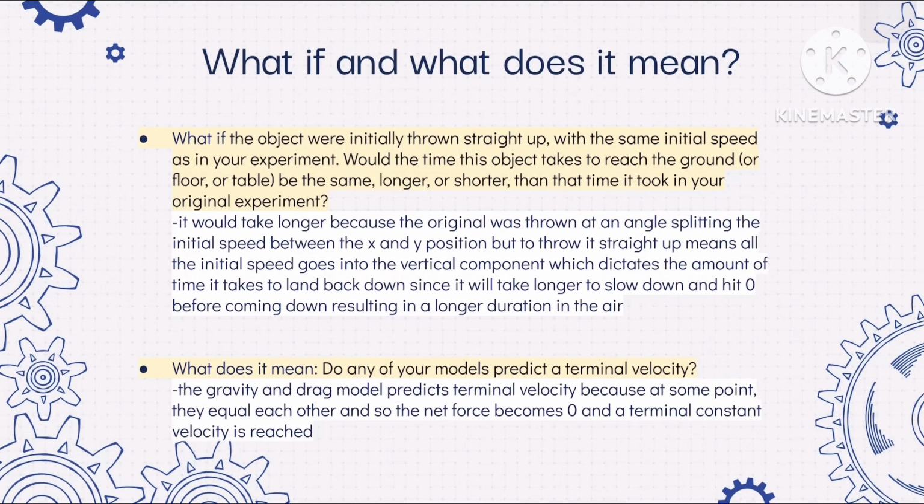So to answer the what if and what does it mean: what if the object was initially thrown straight up with the same initial speed as in your experiment? Would the time this object takes to reach the ground or floor or table be the same, longer, or shorter than the time that it took in your original experiment?